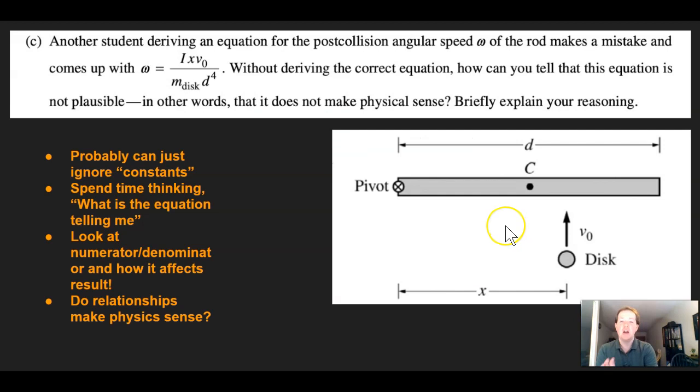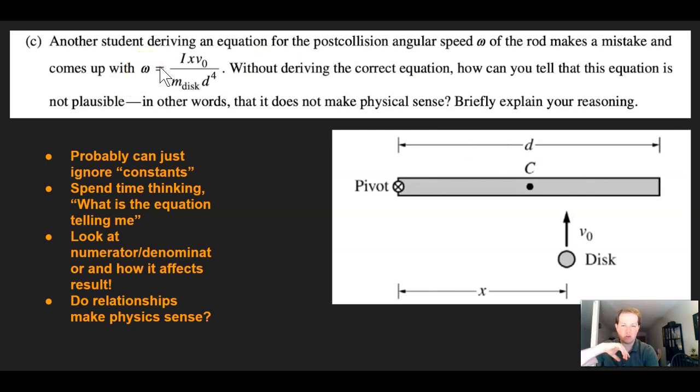Okay, let's look at another application. So another question, and again, we already saw this question. Here they gave you an equation, you weren't deriving, so again, this could be a good question that they might ask on the actual test. Let's go through our bullet points here. First, we can ignore constants. Well, there are no constants in this equation. Second bullet point, spend time thinking, what is the equation telling me? Okay, if you don't remember this problem, this was that rod and a student is throwing a disc at it and then it's sticking together and then rotating. Okay, so let's think. It says omega, that was the speed of that rod.